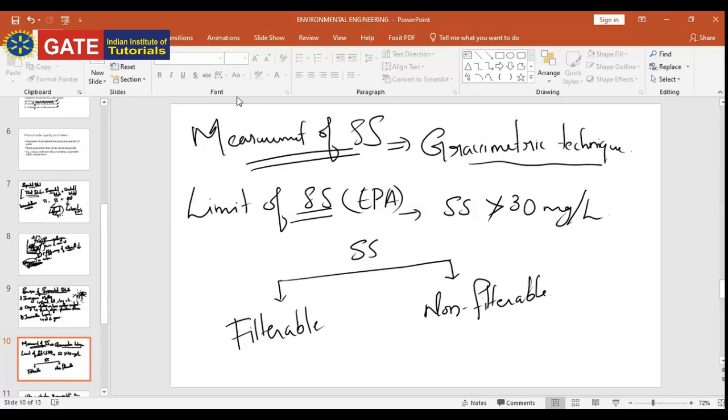You may be asked in the question, which of the following is the effect of suspended solids? There will be many options, and one of the options will be decreased efficiency of chlorination. You won't even need to think about this. See, chlorination and suspended solids, you won't even think about it.